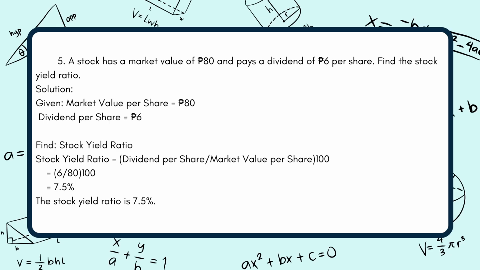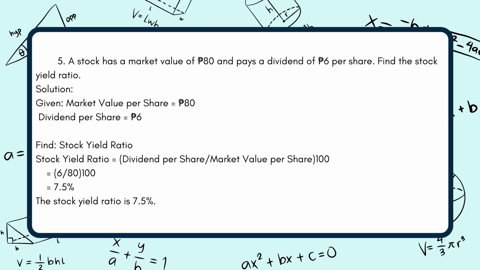In order to find the stock yield ratio, we must divide the dividend per share by the market value per share and multiply it by 100. So 6 divided by 80 times 100 is equal to 7.5%. The stock yield ratio is equal to 7.5%.